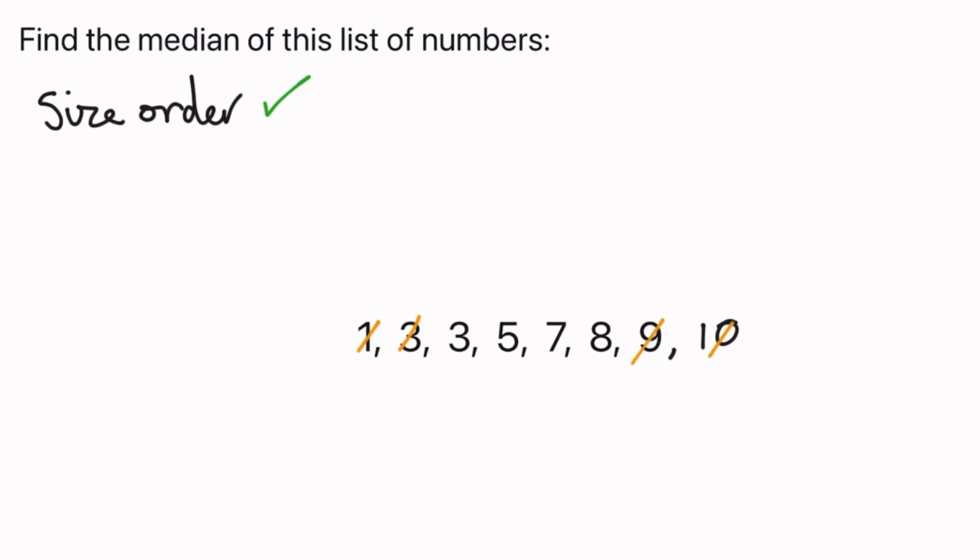However, in this list, there are two middle numbers. All we have to do to work out the median is to find the middle of those two numbers. Our two middle numbers are 5 and 7, so the median must be 6.